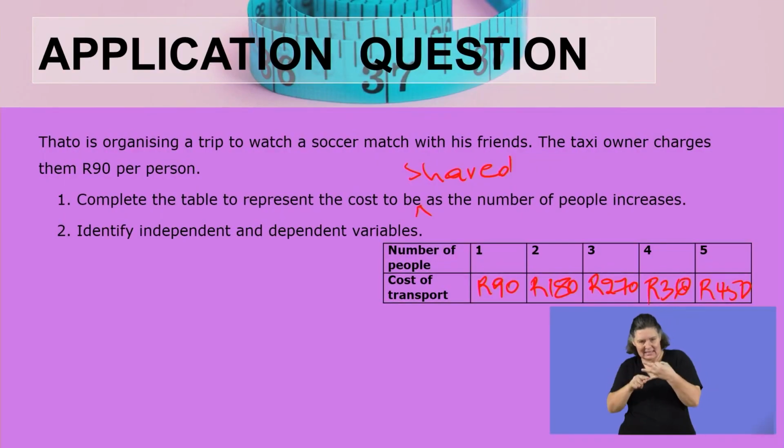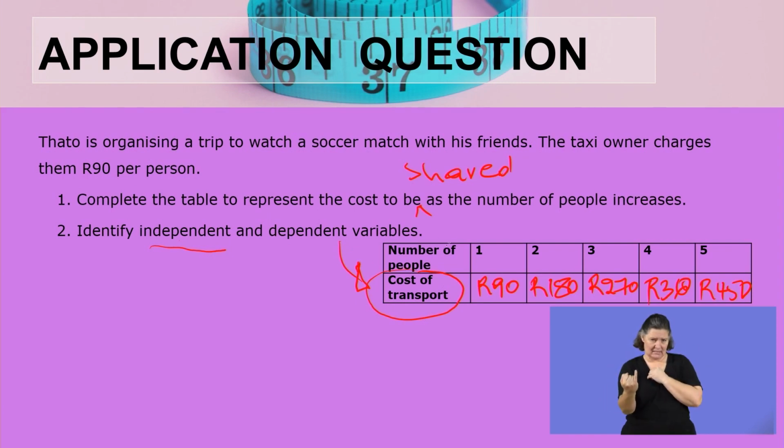Okay, the second question now. Identify the independent and the dependent variable. So now, can we start with the independent? The independent variable is the one that does not depend on the measured one. So now the dependent variable, according to the definition that I gave you at the beginning of this lesson, we said the dependent variable is the one that is measured.